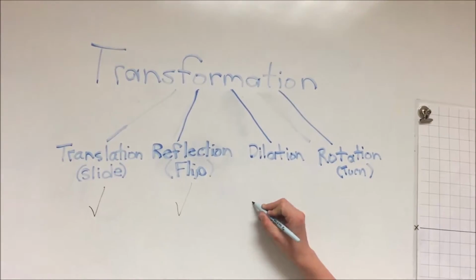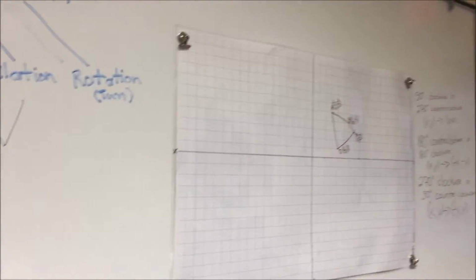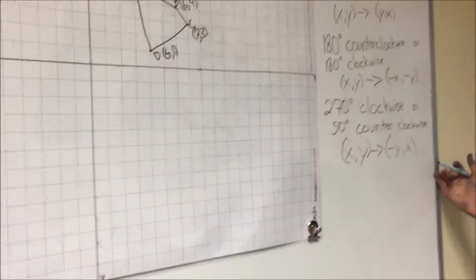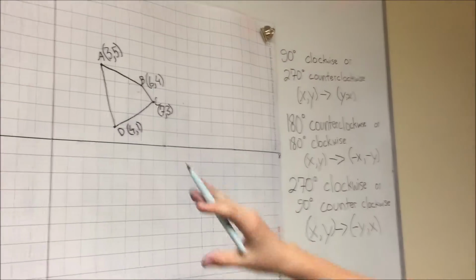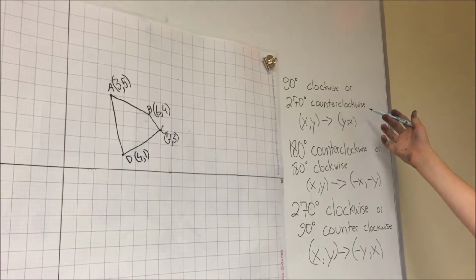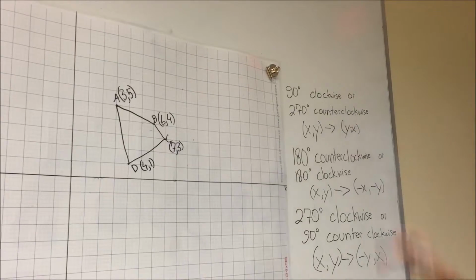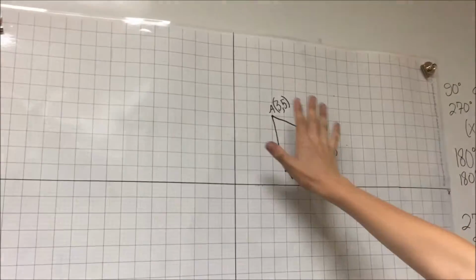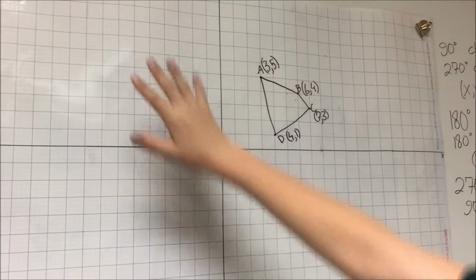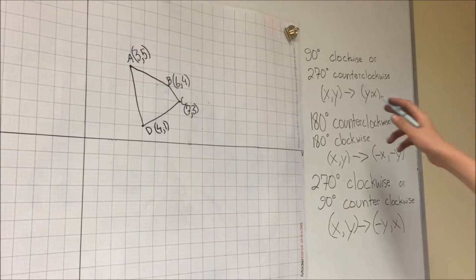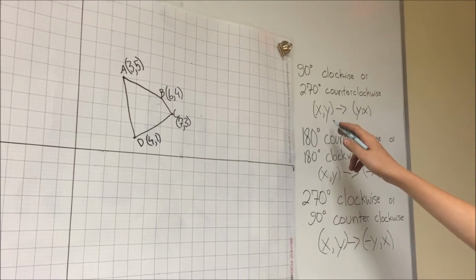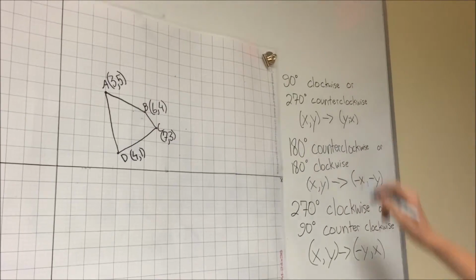Now we can check off dilation from our list, and now we're going to work on rotation. There is this formula right here that can help you with any rotations or the turn. So now we have 90 degrees clockwise or 270 degrees counterclockwise, because flipping it 90 degrees clockwise is the same as flipping it 270 degrees counterclockwise. So the formula we have for that is (x, y) into (y, negative x).